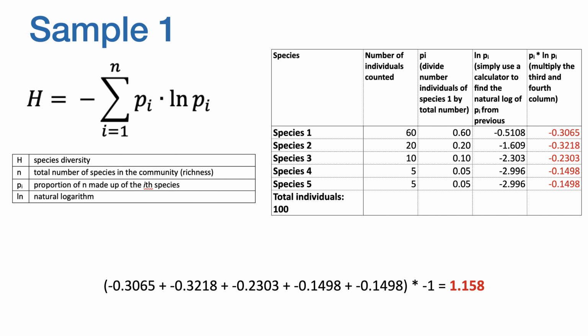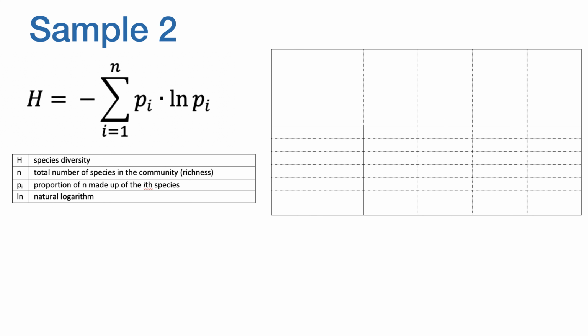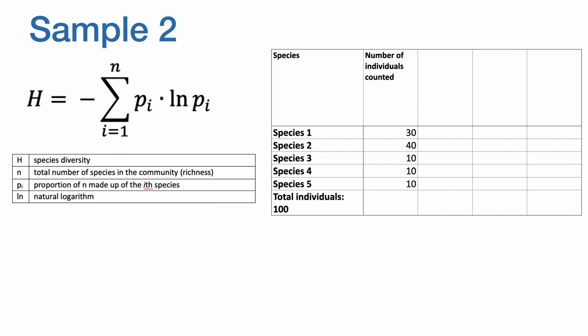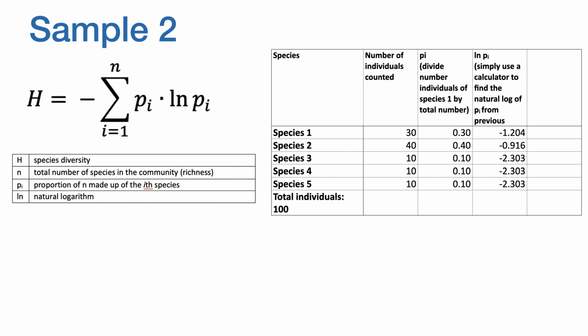So that is H. All right, sample 2, we can do the same thing. We'll work through this one a little bit faster. So once again, this is the data that we collected, 30, 40, 10, 10, 10 individuals for a total of 100. Pi, we simply divide that by the total number, which in this case is 100. We take the natural log of Pi, once again, just using our calculator to do this, and then we multiply Pi times the natural log of Pi, and we get the numbers in the final right-hand column.